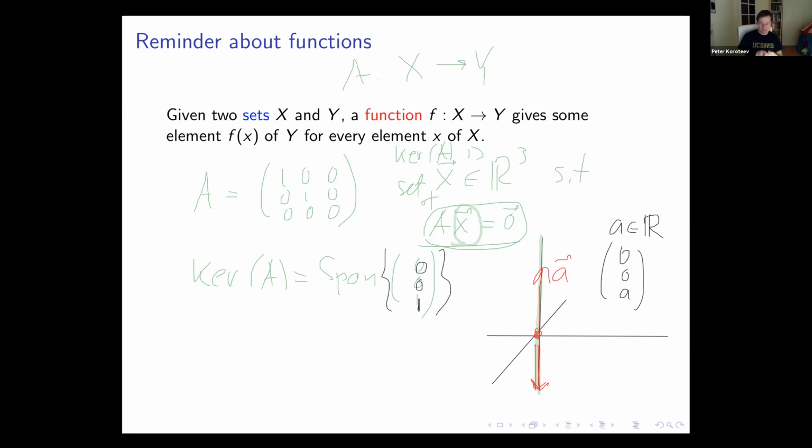Okay, we got it. Good. So if you got it, what is the kernel of the following operator, of the following matrix? B equals 1, 0, 0, 0, 0, 0, 0, 0, 0. What's kernel B?